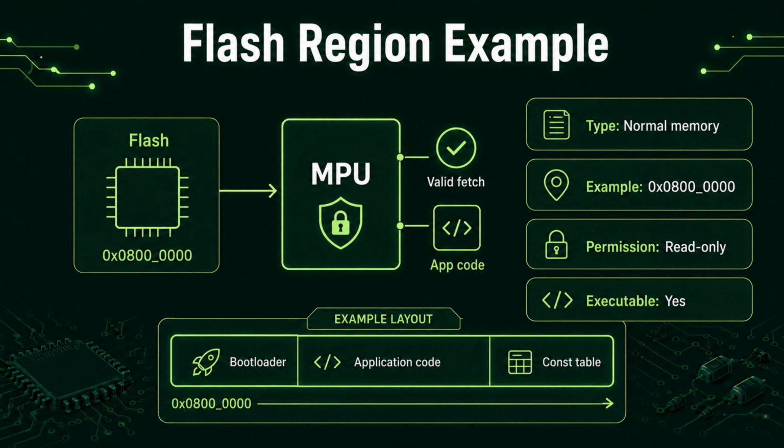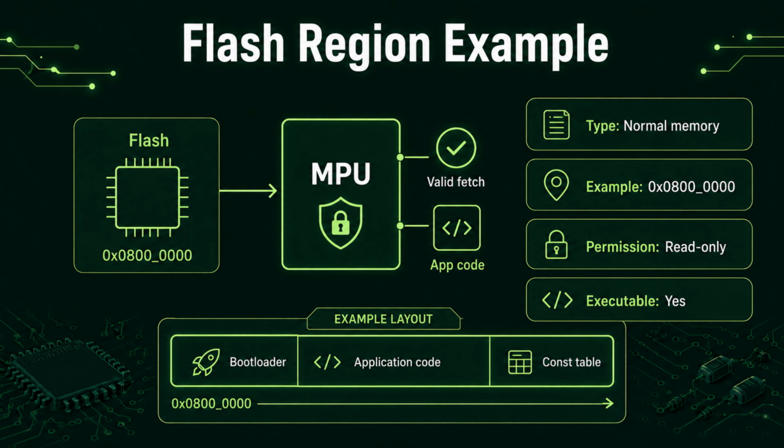A typical flash region may begin at 0x08000000. It is configured as normal memory and is normally readable by the application. The application code section should be executable but not writable during normal operation. Therefore, a common configuration is read-only and executable. This region may contain the interrupt vector table, startup code, bootloader, application functions, and constant lookup tables.